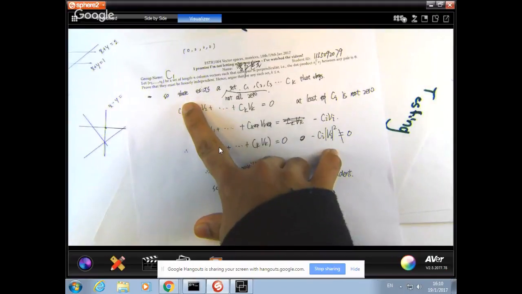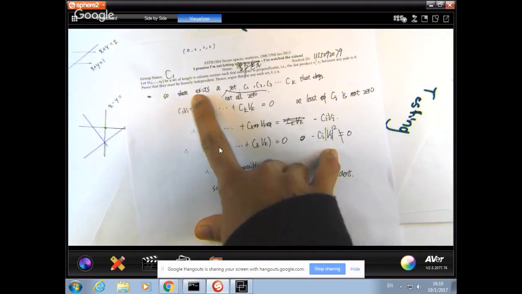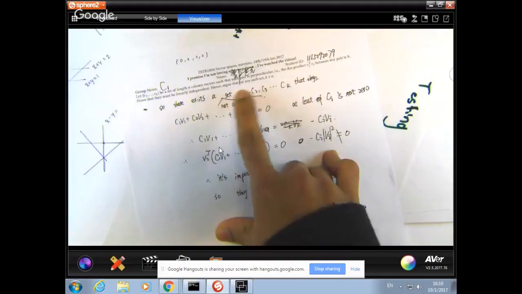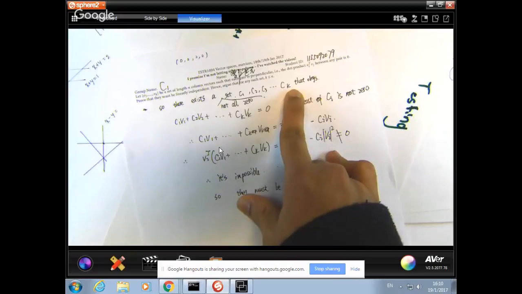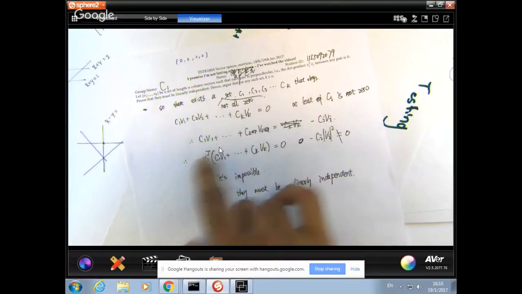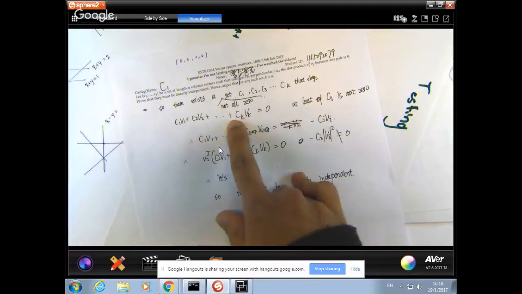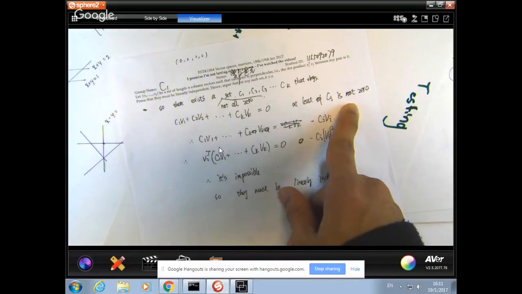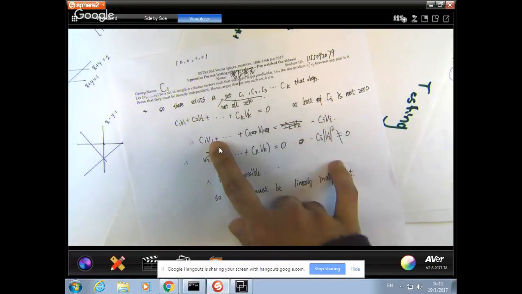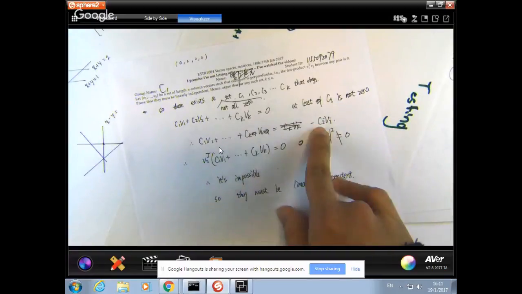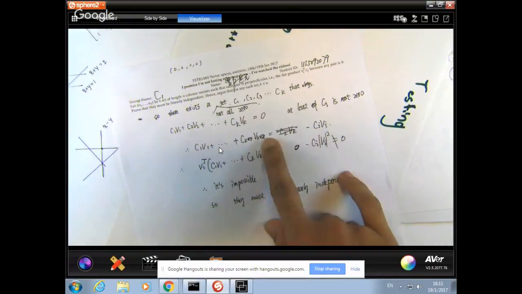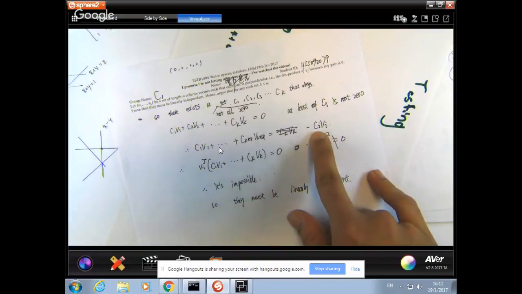The argument is by contradiction. Suppose they are not linearly independent, then there should be some constants C1, C2, C3 up to Ck, not all of them 0, such that C1 V1 plus C2 V2 plus so on plus Ck Vk is equal to 0. So choose an i such that Ci is not 0 and take it to the other side. So C1 V1 plus C2 V2 plus so on, except Ci Vi, can be written as equal to minus Ci times Vi.